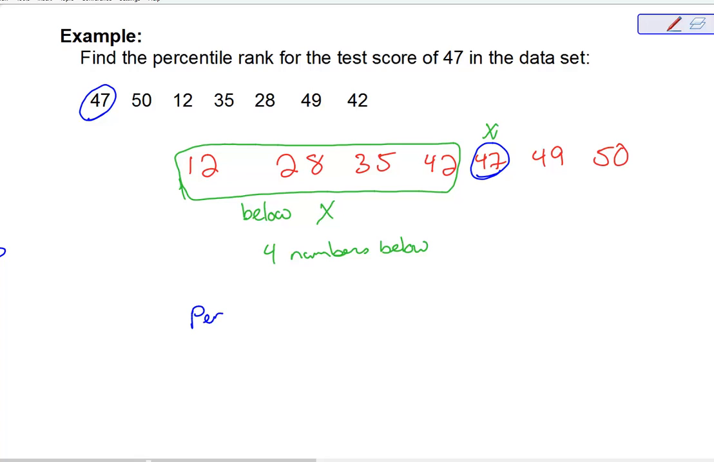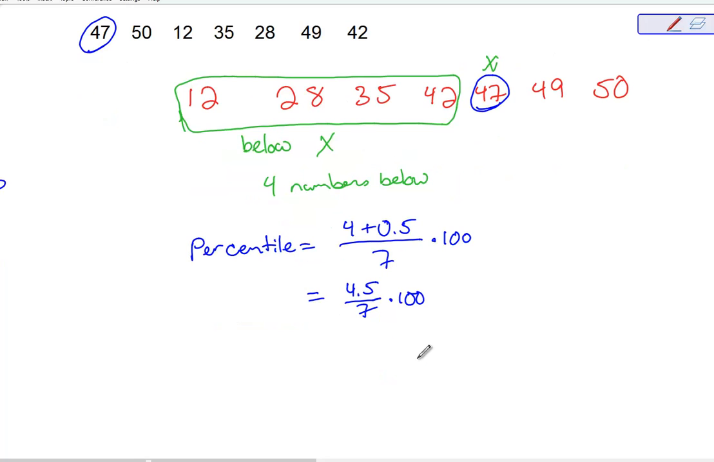So percentile was the number of values below x, which is going to be 4, plus 0.5, divided by how many total there are. Well, there's 1, 2, 3, 4, 5, 6, 7 total numbers. So we're going to divide by 7 and multiply by 100. So I get 4.5 divided by 7 times 100.